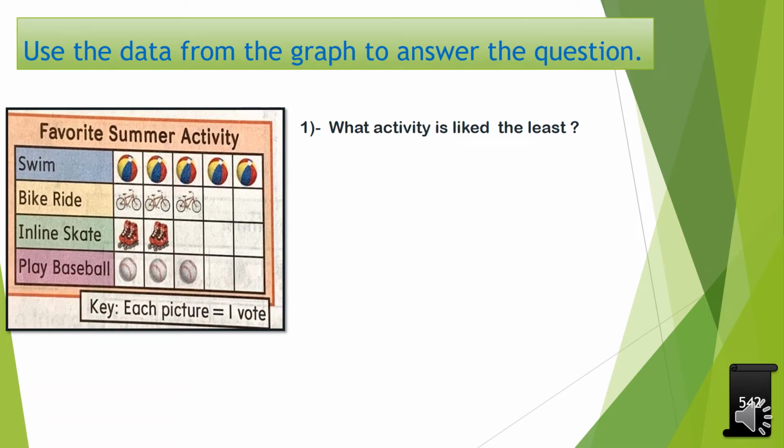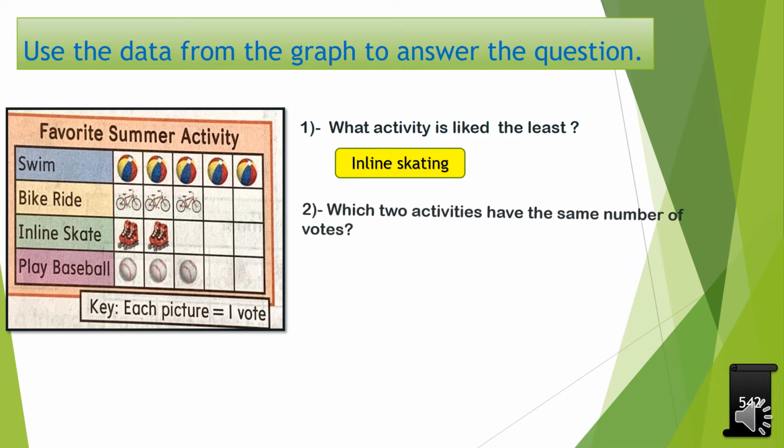Use the data from the graph to answer the questions. In this exercise, I'm going to read and explain the questions for you, and you need to write the answer in your book, please. Question number 1. What activity is liked the least? The least. So you need to search which activity has the least number of votes. And you write the name of the activity, not the number. Yeah, it's inline skating as it has only 2 votes, and this is the least number.